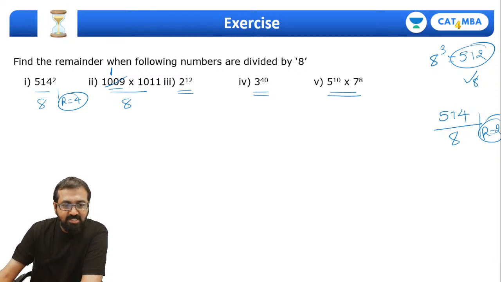Okay, so now 1009 leaves remainder 1. So this should leave remainder 3. So 1 into 3, your final remainder is going to be 3.